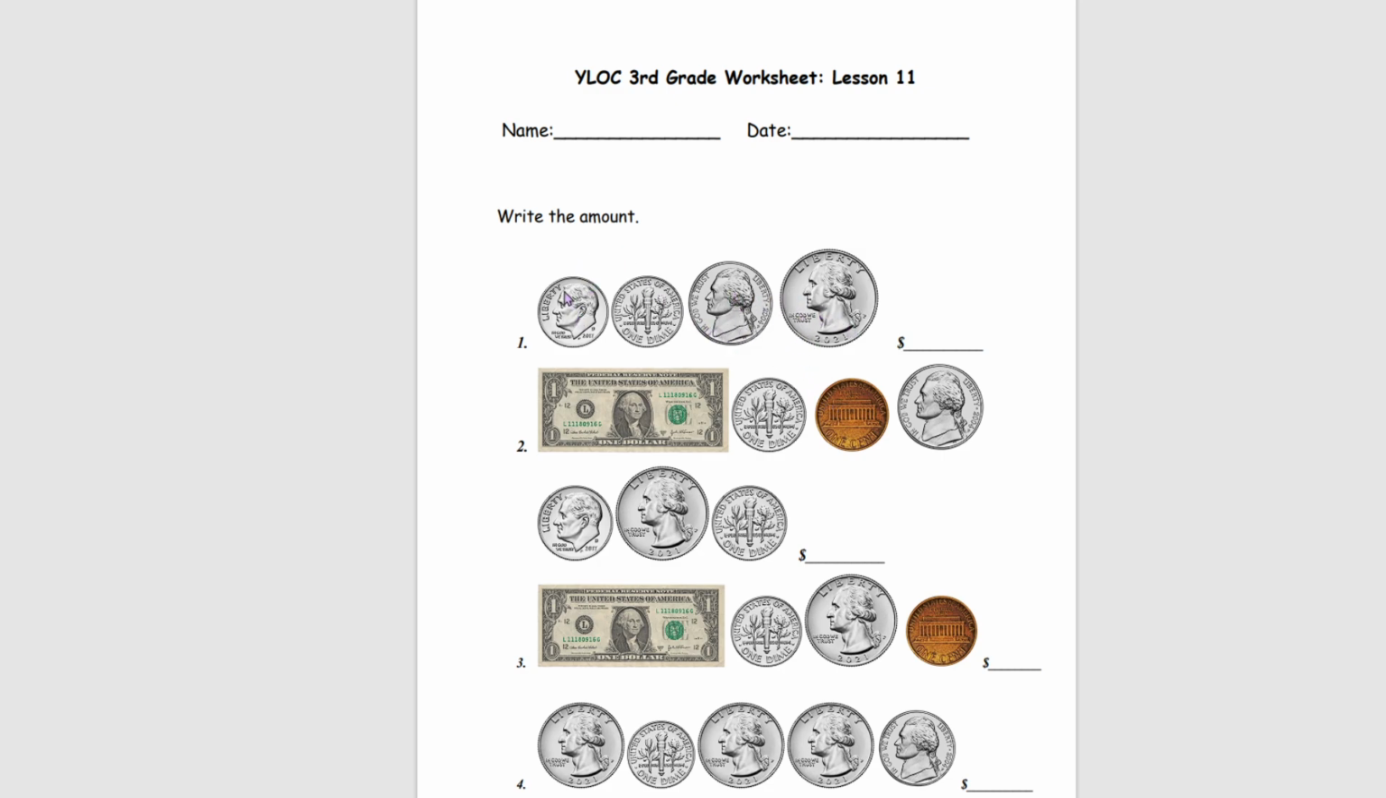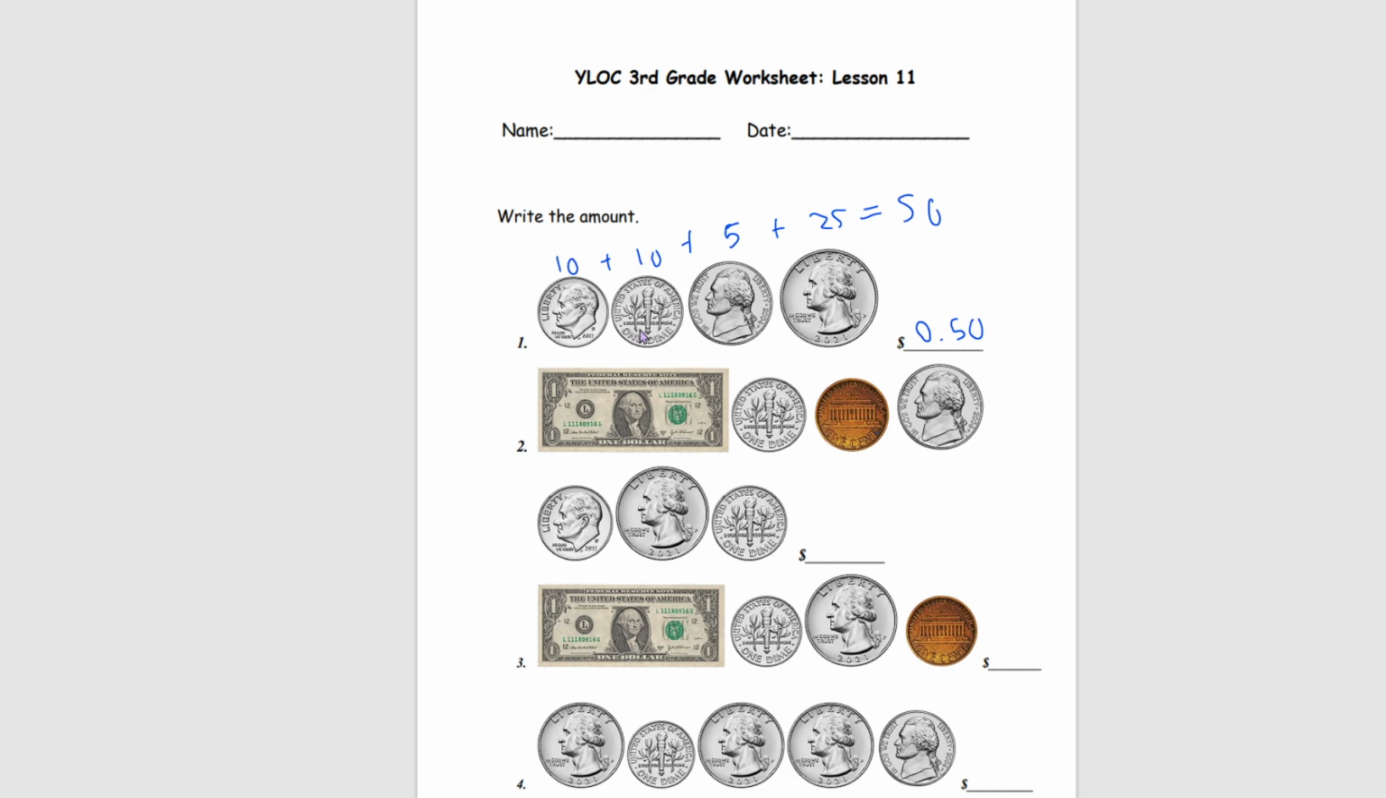We know that each dime is 10 cents, a nickel is 5 cents, and a quarter is 25 cents. So we add all these up and we get 50. It's not going to be $50. We're going to add a zero in the front because we know it's cents, and we put 50. So for number one, these 4 coins add up to 50 cents.